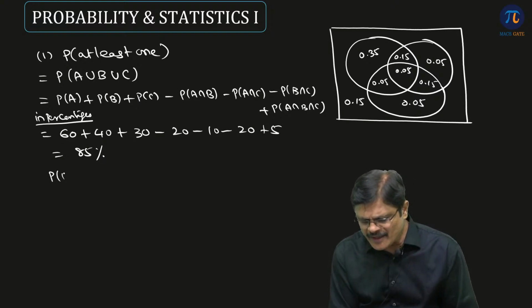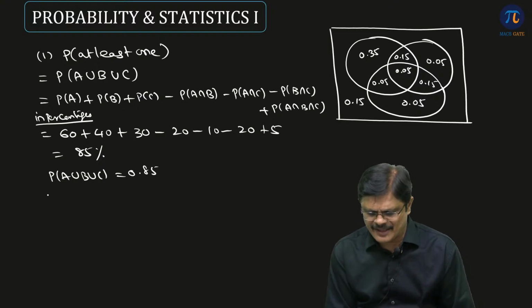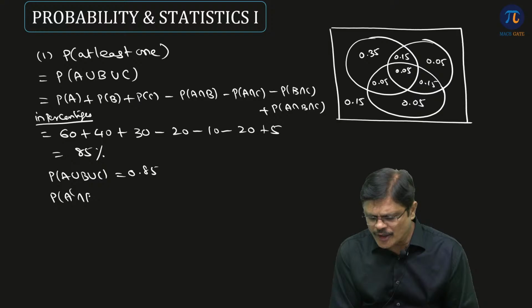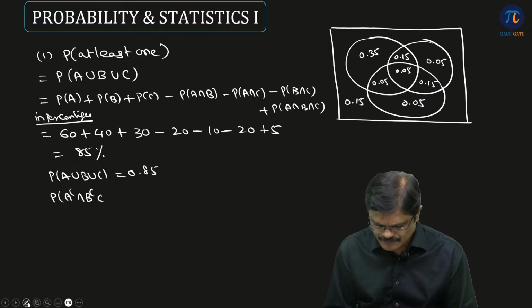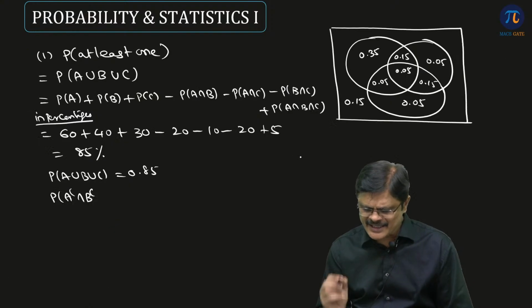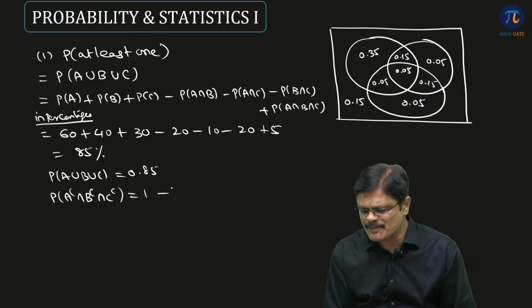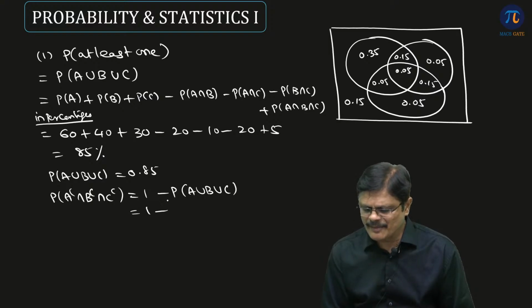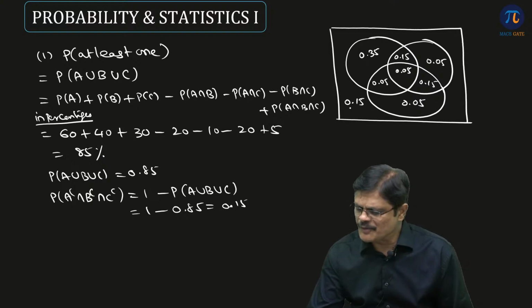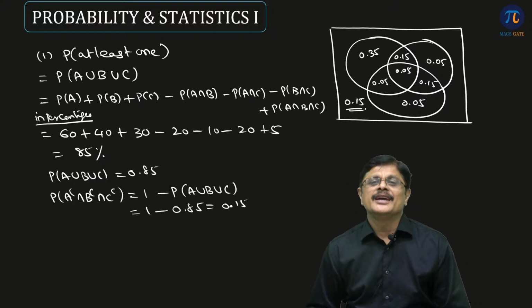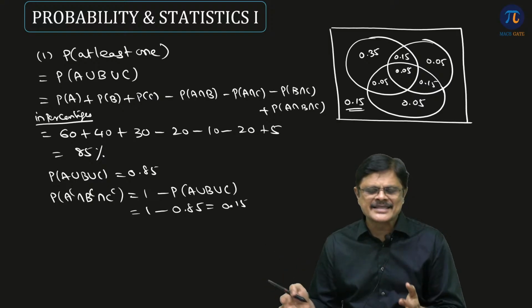So what is the probability of A union B union C, sir? It is 85%, means 0.85. So what is the probability of neither A nor B nor C? Of course, he has not asked, but I am just answering that also. Neither A nor B nor C is 1 minus the probability of A union B union C, which is 1 minus 0.85, which is 0.15. If you draw a Venn diagram, you can easily answer any question, sir.